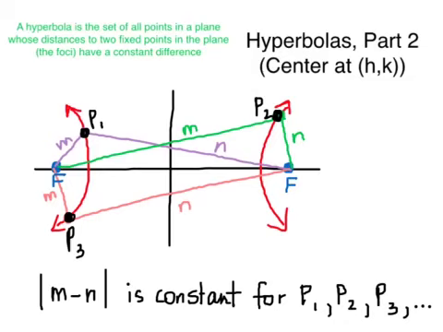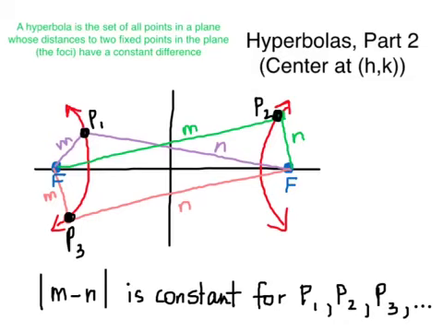So I used P1 in one example, I used P2 in another example, I used P3 as another example of points that are on the hyperbola. If you measure that distance M and that distance N, and you subtract them, take the absolute value to get rid of the negative, that will be constant for every single one of these points. And that goes on for infinity for any points that are on the hyperbola.